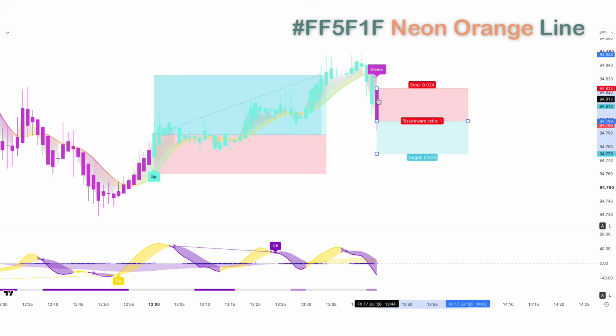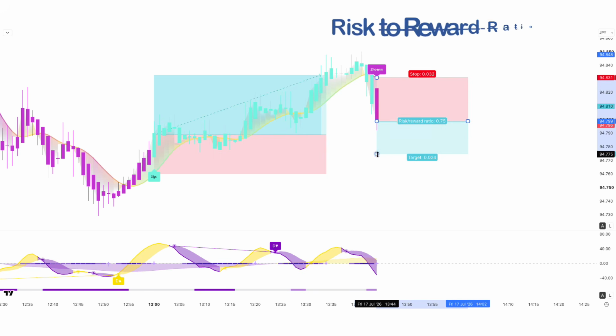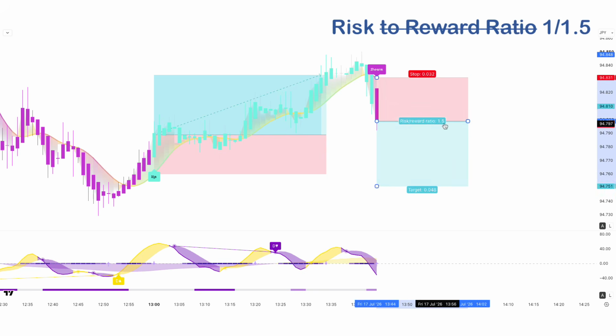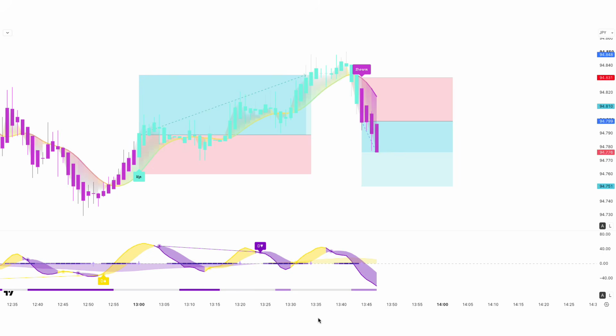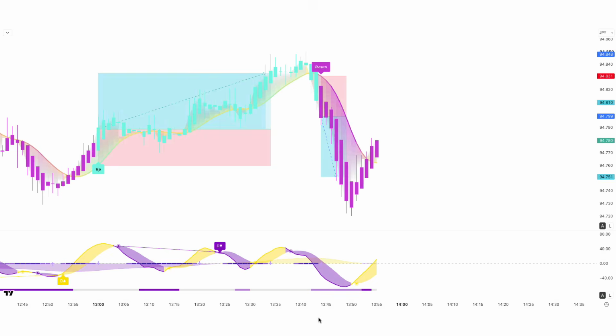Our stop loss is to be placed at the neon orange line, and the risk-to-reward ratio will be 1:1.5. We have won the trade. Let's find the next trade.